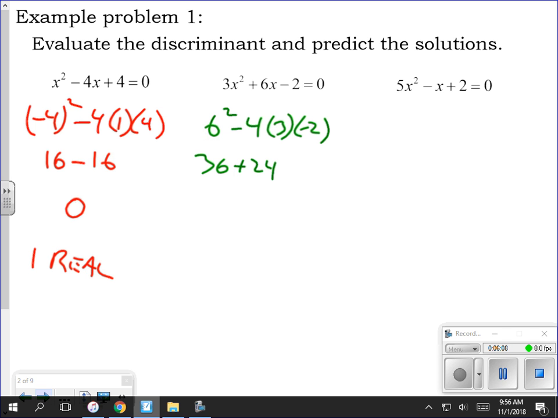This is where students get screwed up more than anything else, is not paying attention to their negatives and positives. 36 plus 24 is 60. This is a number larger than 0. So I have two real solutions.